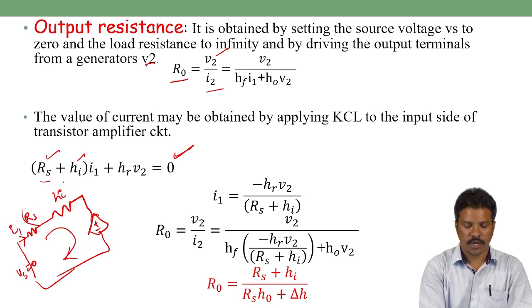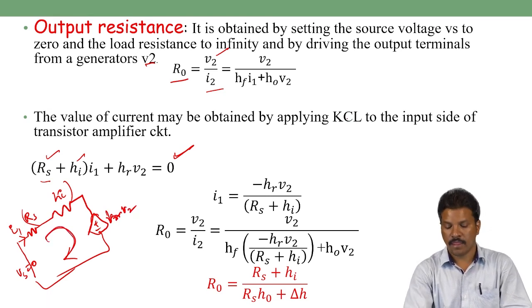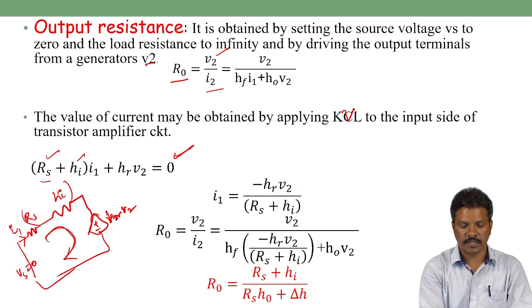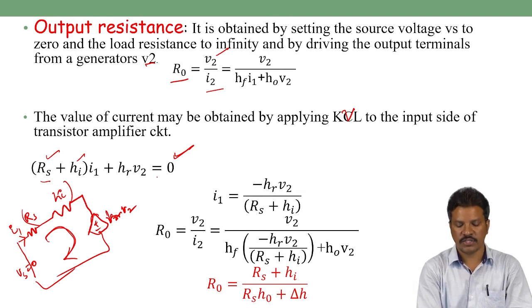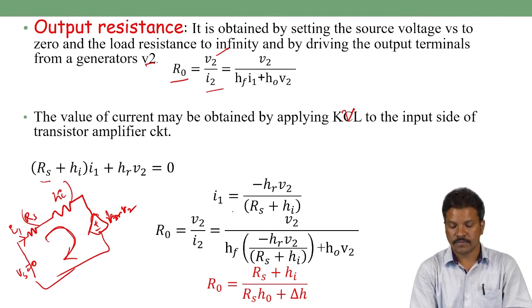So I1 into Rs plus hi plus the voltage source hr V2. It is a voltage source. So when we apply Kirchhoff's voltage law to the input side of the transistor amplifier, we get (Rs plus hi) into I1 plus hr V2 is equal to 0. From this equation, we can get I1. So I1 is equal to minus hr V2 divided by Rs plus hi.